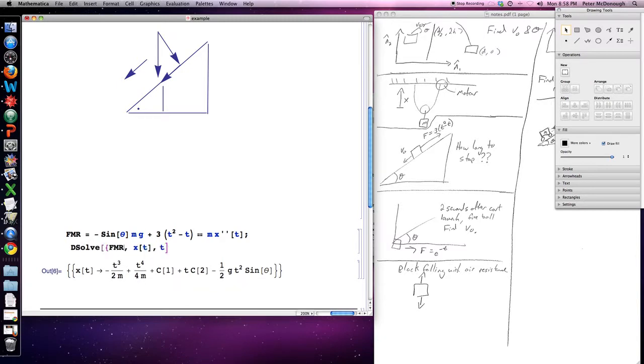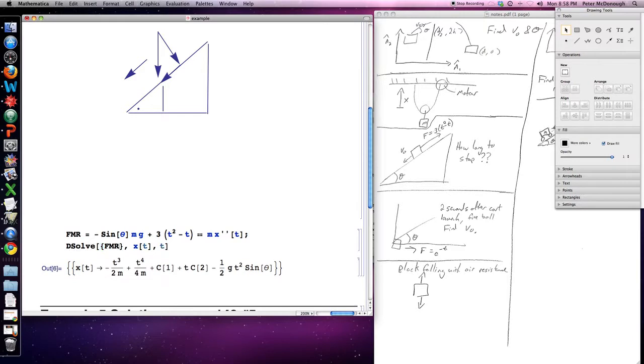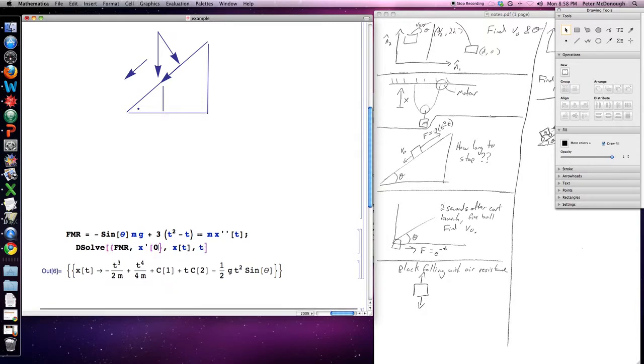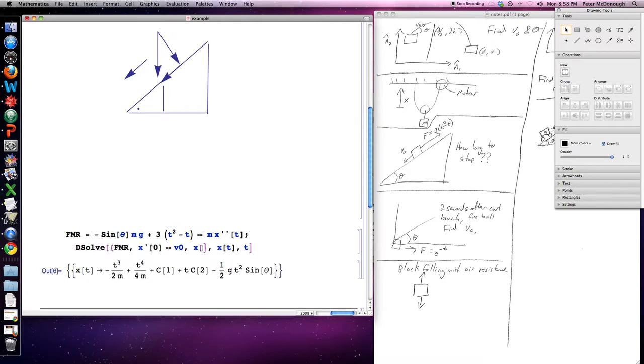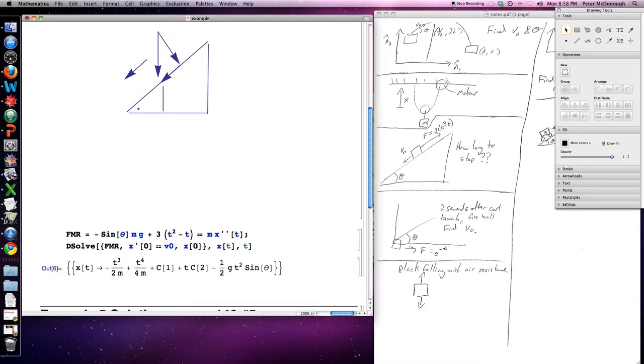So we are given some initial conditions here. I'm going to say that my initial velocity, x dot of 0, is equal to v naught, and we'll just set my initial position to be 0, or whatever it starts on the ramp. We'll just define that position as 0. So x of 0 equals 0, x prime of 0 equals v naught, and we'll evaluate. And we've got our result.